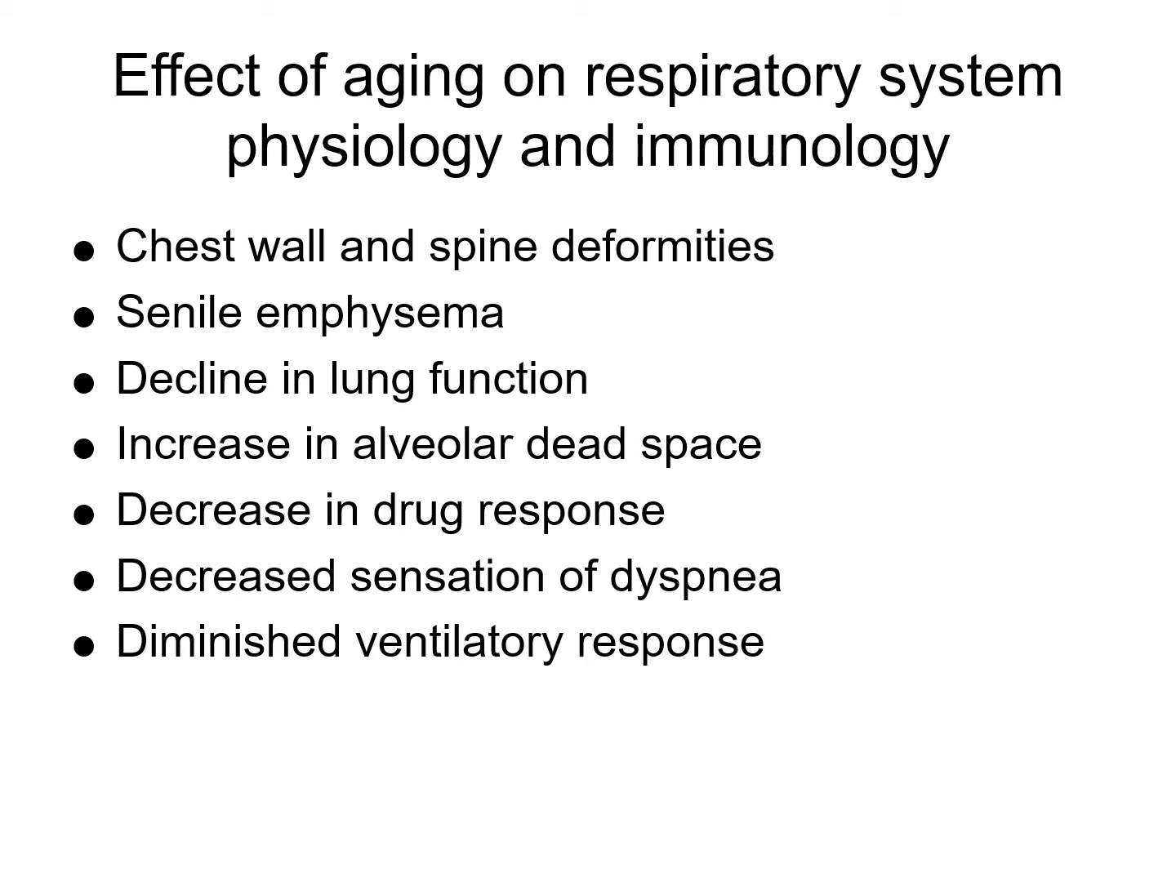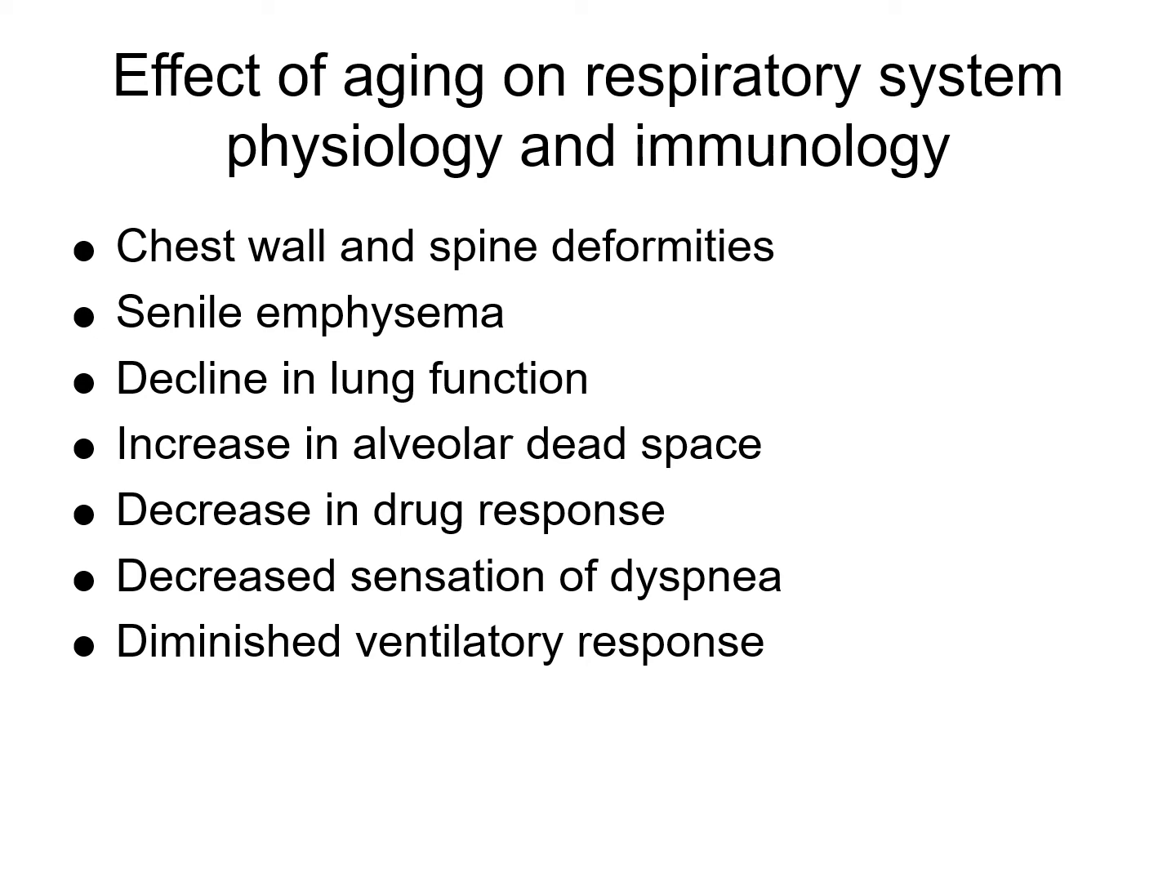So the structural changes as we age in the respiratory system include chest wall and thoracic spine deformities, and that can lead to total impairment of the respiratory system's compliance, which leads to having to increase the amount of work it takes to breathe. The lung parenchyma loses its supporting structure, causing dilation of air spaces. This is known as senile emphysema. Respiratory muscle strength decreases with age, and that can impair the effective cough, which is very important for airway clearance.